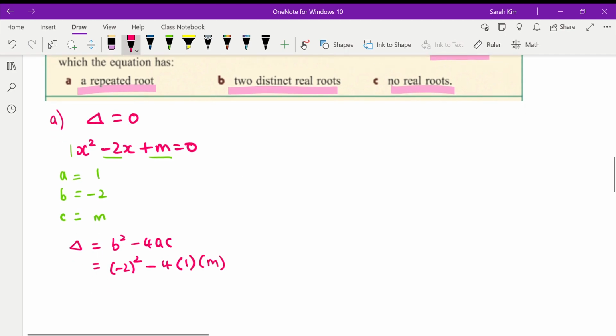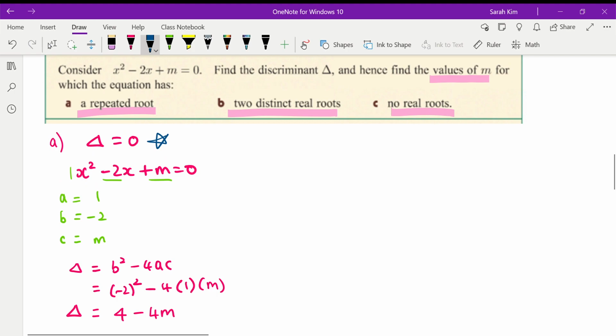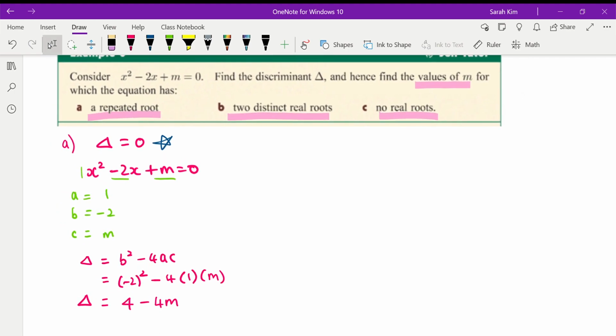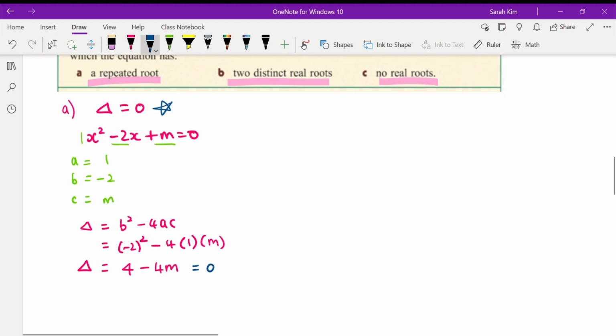Just a little bit of problem solving. Okay, so this is where I am. I can't simplify any further. My discriminant equals 4 take away 4m. Now, going back to our initial idea, we're aiming for our discriminant to have a repeated root, so the discriminant equals 0. So this is what I'm aiming for. This is where I put that knowledge into use.